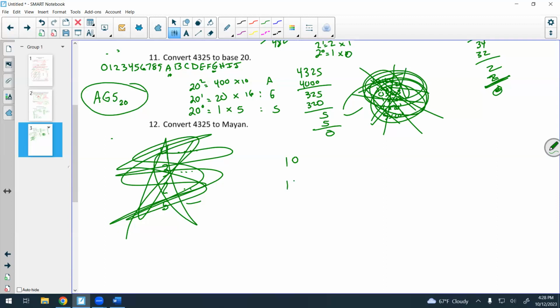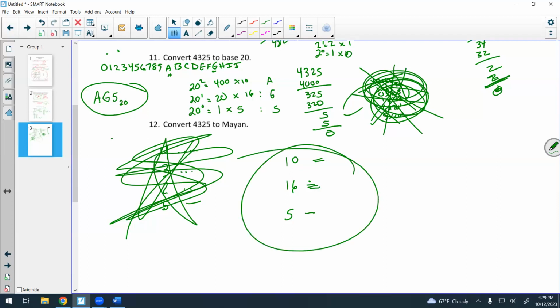10, 16, and 5. We just figured it out. That's why I did that. Now the test, you have to do both in the same problem. So how do I write 10 in mine? How do I write 16 in mine? And how do I write 5? You may want to include the numbers just for safety's sake. Don't have to. And that's it.